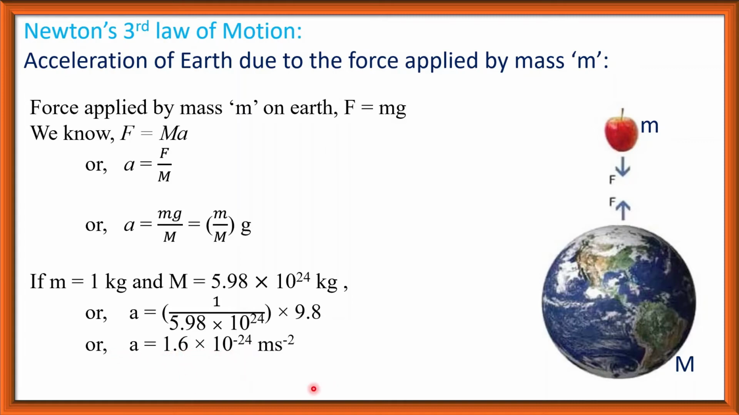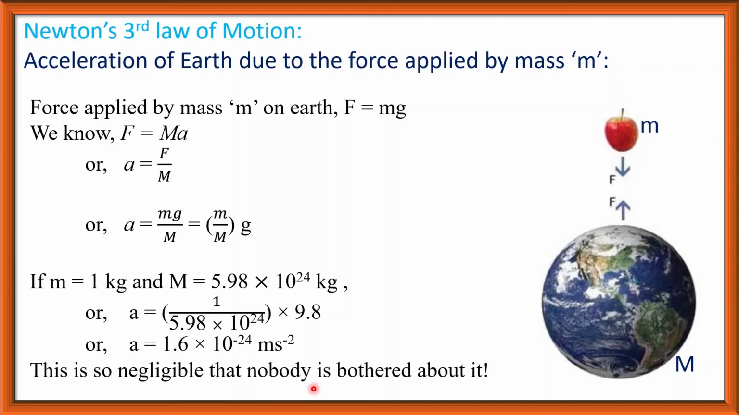This is a very small magnitude. This is so negligible that nobody is bothered about it. So this apple cannot displace the earth, but earth can displace this apple. So apple moves towards the earth, never the earth moves towards the apple, because the acceleration of earth is very negligible, but the acceleration of apple is 9.8 meter per second square.